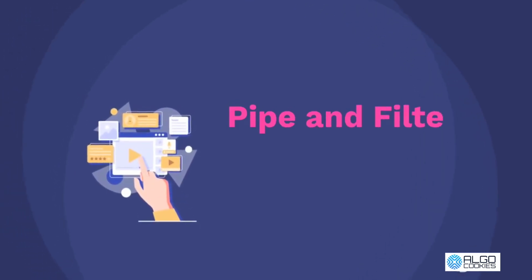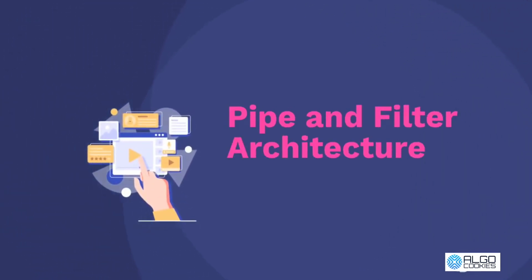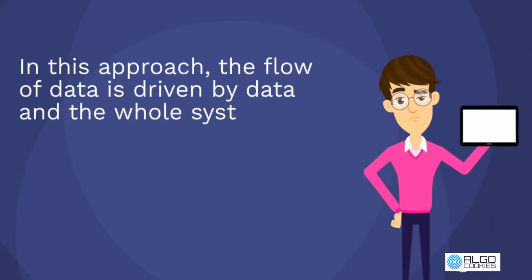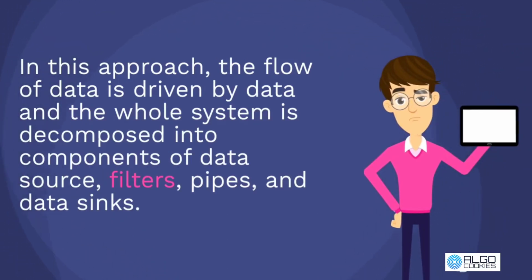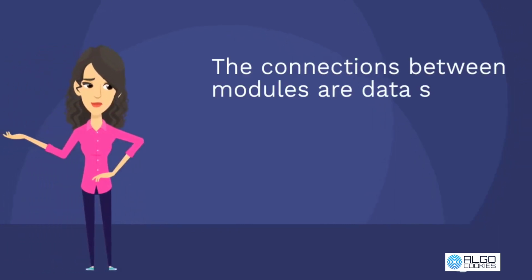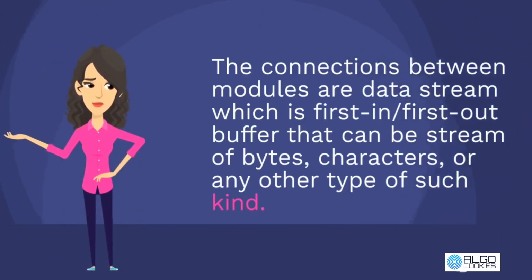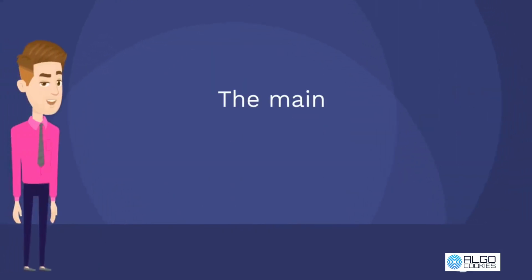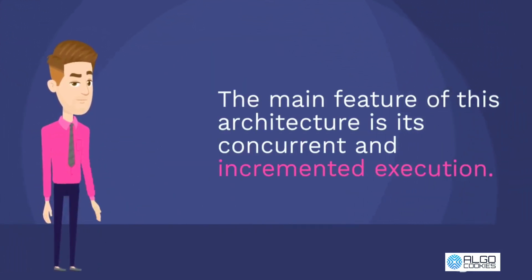Pipe and filter architecture. In this approach, the flow of data is driven by data and the whole system is decomposed into components of data source, filters, pipes, and data sinks. The connections between modules are data streams, which are first in, first out buffers that can be streams of bytes, characters, or any other type of such kind. The main feature of this architecture is its concurrent and incremental execution.